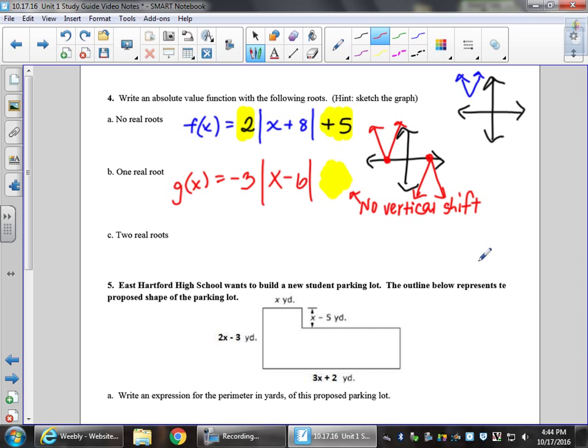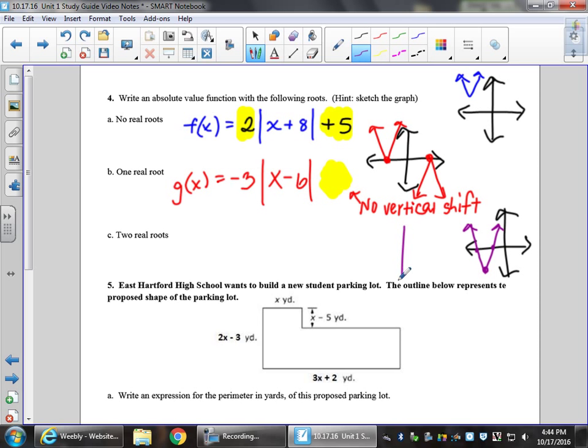Very good. Two real roots. Well, for two real roots, think about what that means. I do need to shift it up or down. So let's say I shifted it down. Let's say my vertex is down here. Then if it's shifted down here, I need it to open up for it to cross twice.